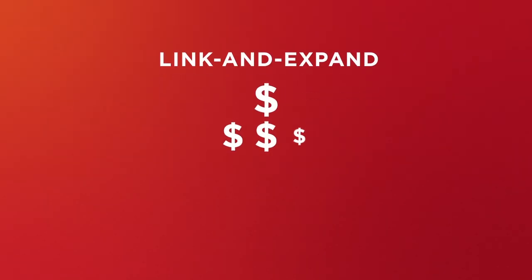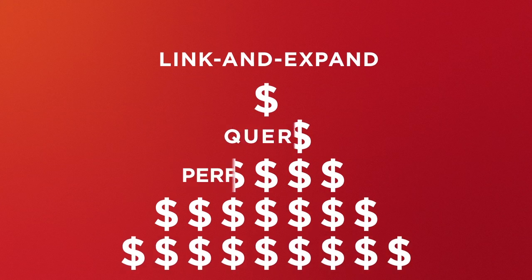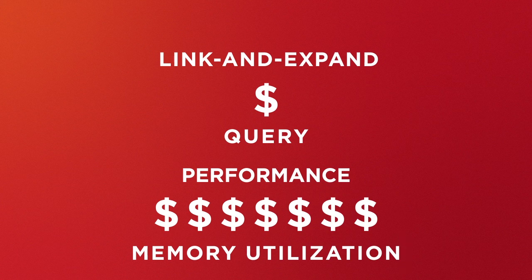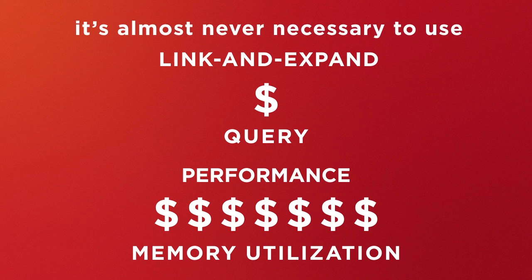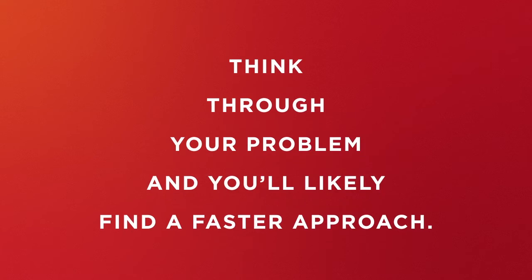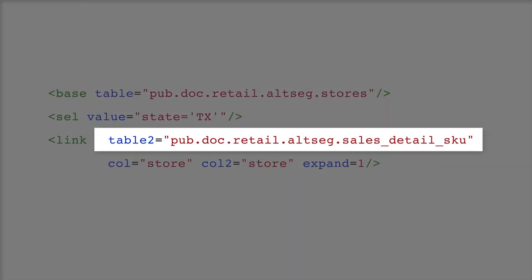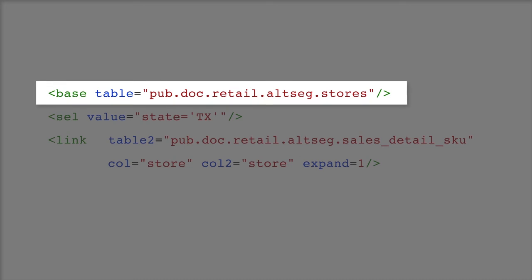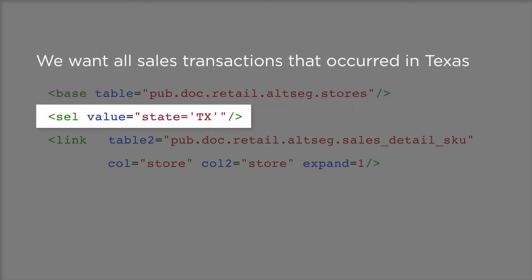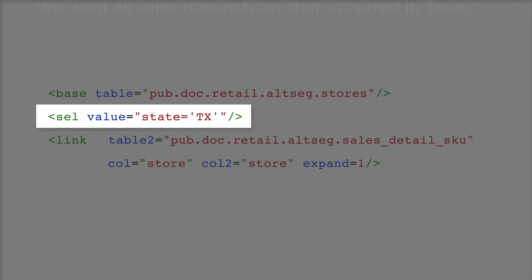This operates similarly to a Cartesian product. Link and expand is an extremely expensive operation in terms of query performance and memory utilization. It's almost never necessary to use link and expand. Think through your problem and you'll likely find a faster approach. In this example, we have a retail transaction fact table at line item granularity, and a dimensional table containing master data for each store. We want all sales transactions that occurred in Texas.